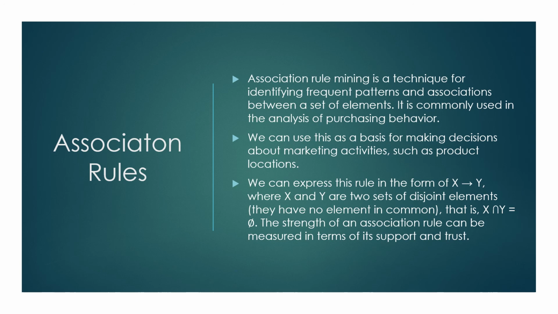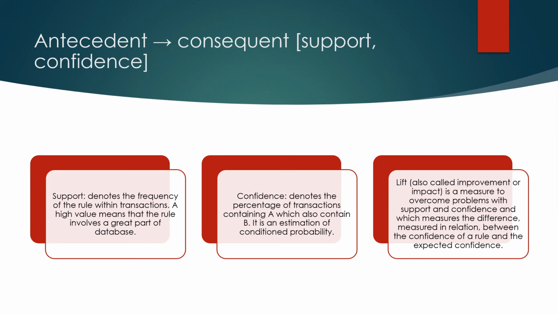The strength of an association rule can be measured in terms of its support and confidence. Now we have the antecedent, then the consequent, and the rule has support and confidence. Support denotes the frequency of the rule within transactions. A high value means that the rule involves a great part of the database. Confidence denotes the percentage of transactions containing A which also contain B. It is an estimation of conditional probability. And lift, also called improvement or impact, is a measure to overcome problems with support and confidence, and it measures the difference between the confidence of a rule and the expected confidence.